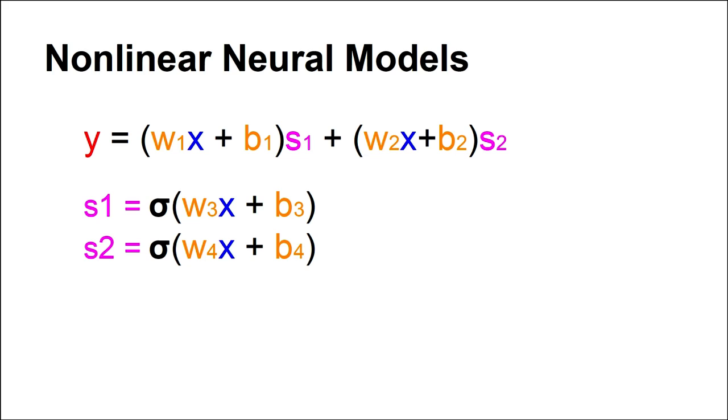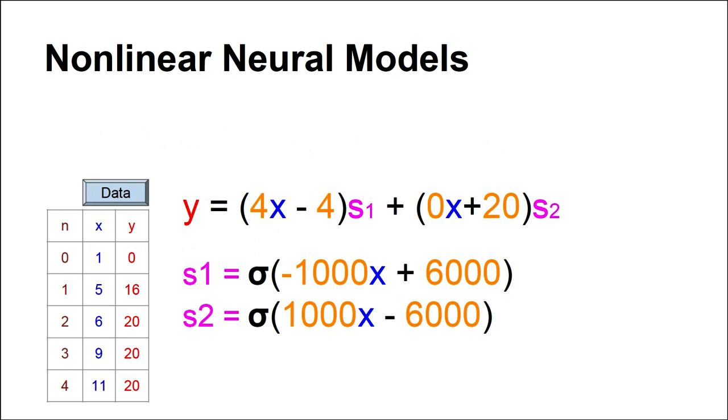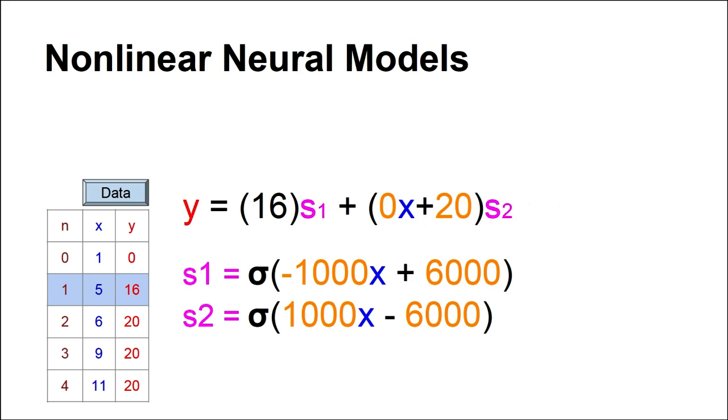So you have two linear functions, and they are multiplied by two nonlinear functions, which can go from 0 to 1. And the trigger is basically whether x is to the left of 6 or to the right of 6. So just to show you how it would work, if you take this value here, then x is equal to 5, so that will be 16, that will be 20.